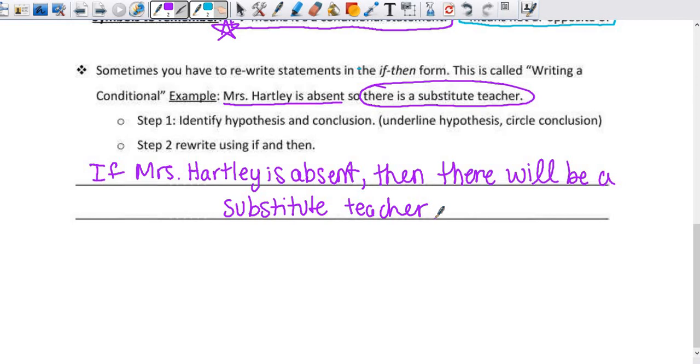So you can change the words a little bit so it sounds a little more grammatically correct. So I didn't say "then there is a substitute teacher," I said "then there will be." That is not a big deal, but otherwise you should keep the sentence as similar to the original form as it was. You just need to put it in that if-then form. All right, go ahead and flip your page.